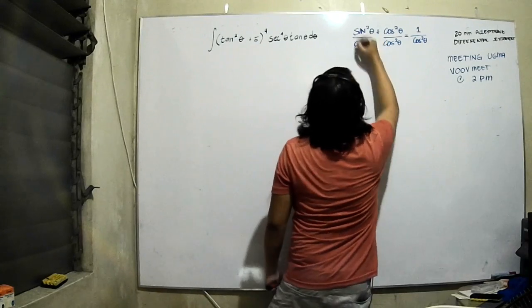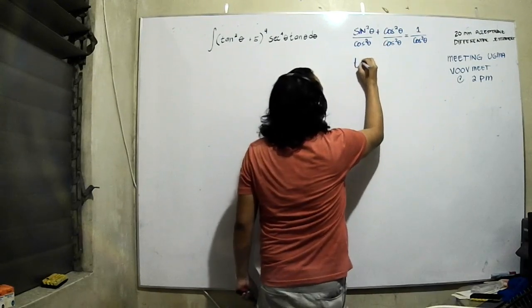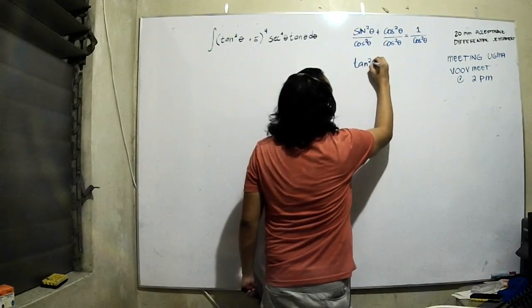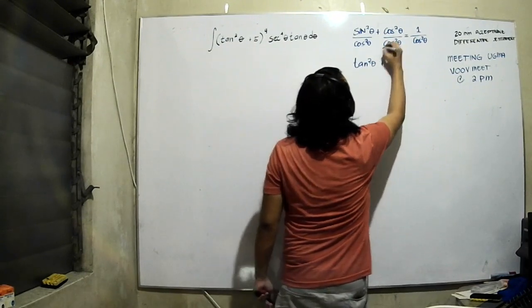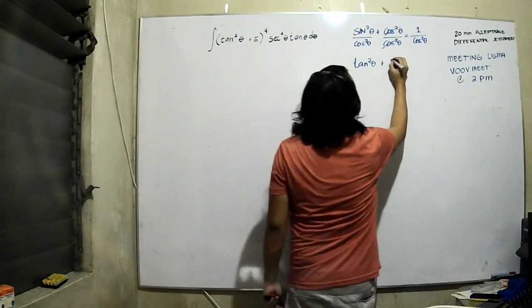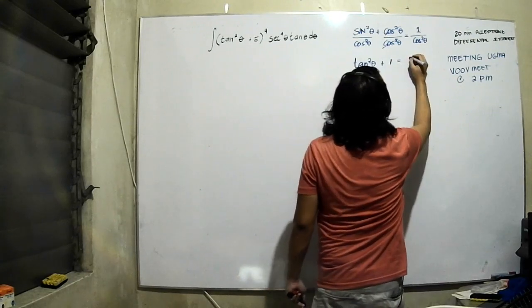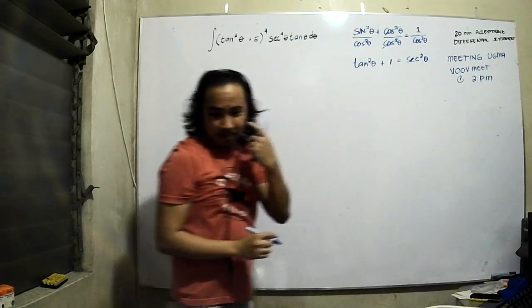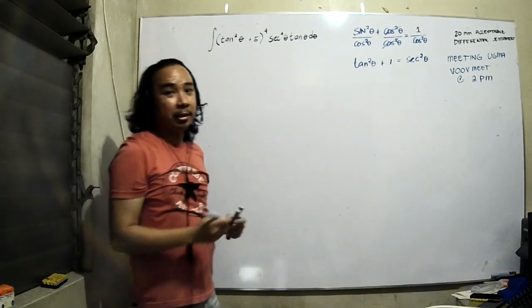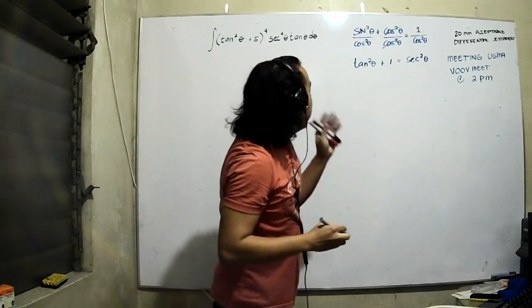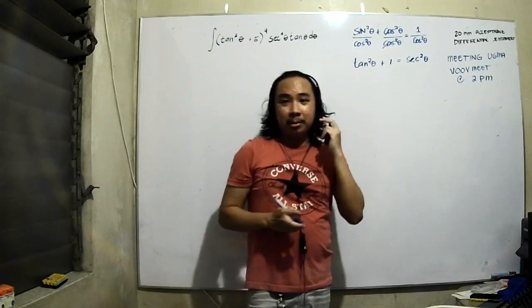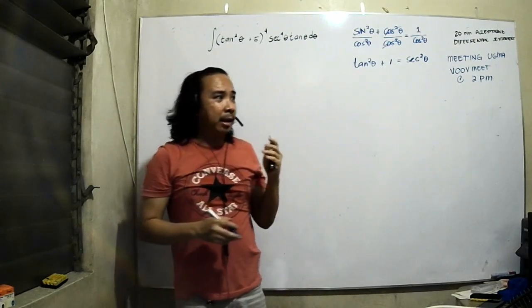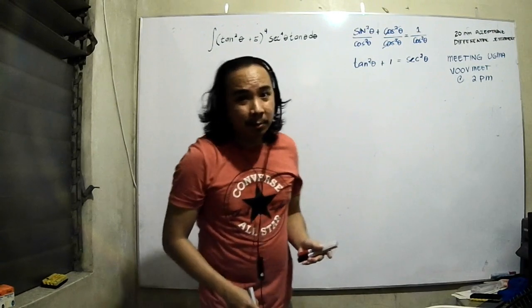What happens here is that this becomes tangent squared theta plus, cosine cancels out, this is 1, and this should be secant squared. So I got a trig identity. Hint: derive it. I'm not saying derive as in derivatives, okay?